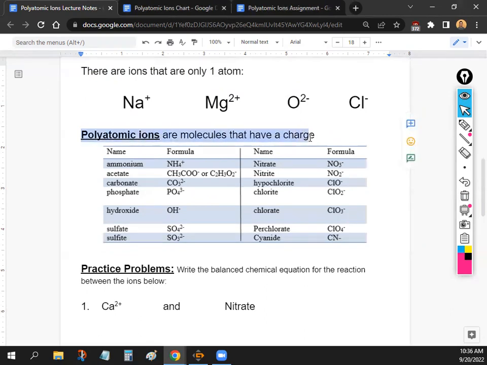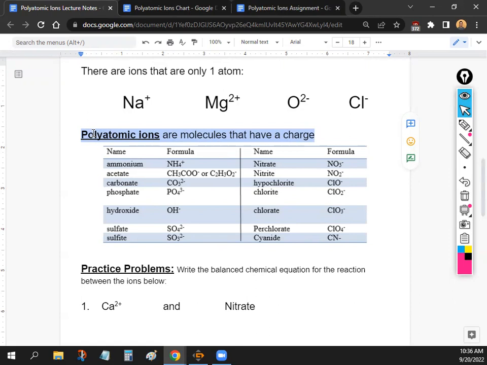And this part you do want to write down. Just the highlighted part. Don't copy this table. Polyatomic ions are molecules that have a charge. It's groups of molecules. When you put them in together, they form a charge, but they stay together as a group. Okay, so make sure you're writing this part down. Polyatomic ions are molecules with a charge.